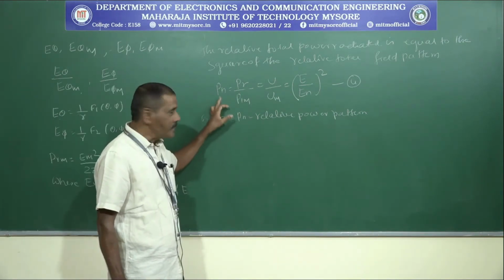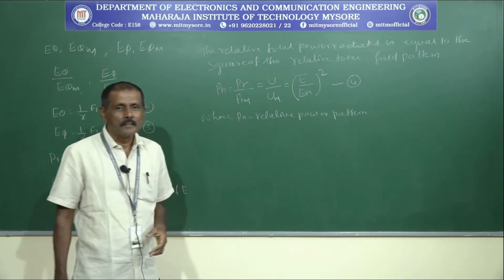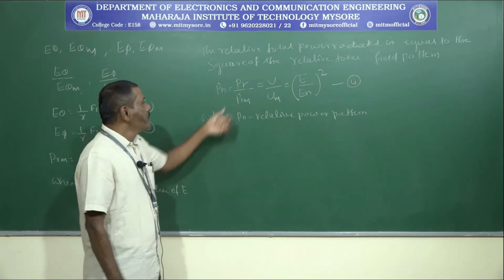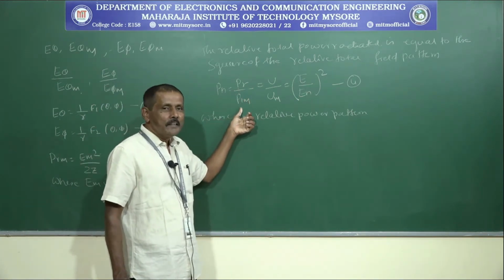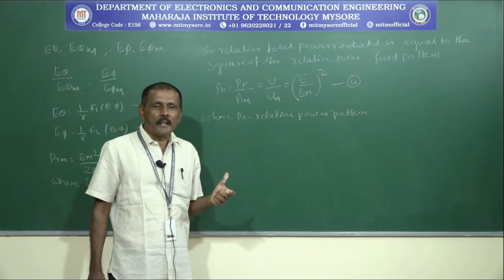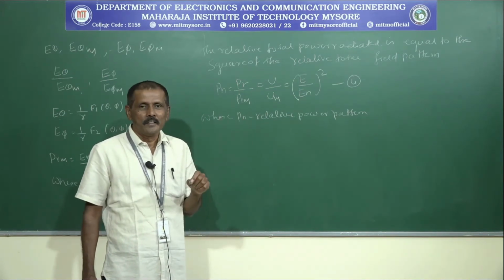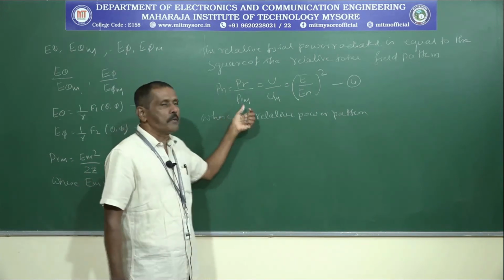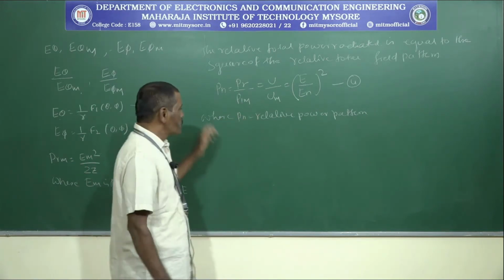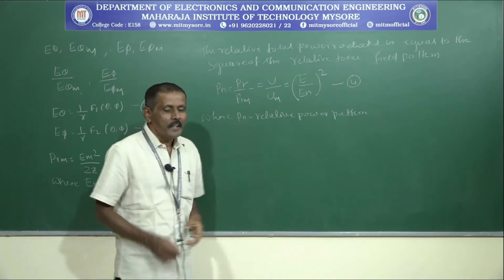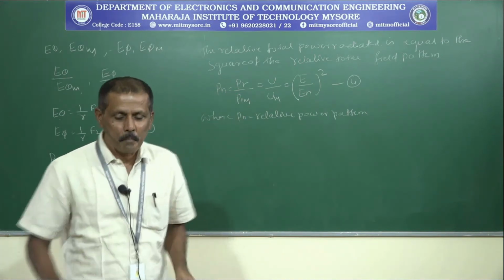Why are we calling this a relative power pattern? Because we are comparing the power radiated by the antenna at any instant of time at any location on the sphere with respect to the maximum power radiated by the antenna. Therefore, it is called a relative power pattern.